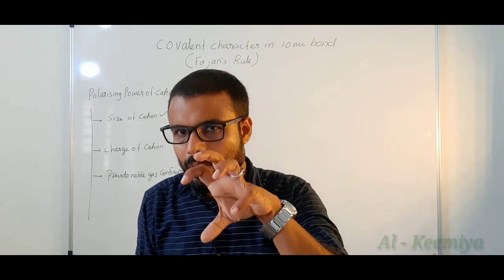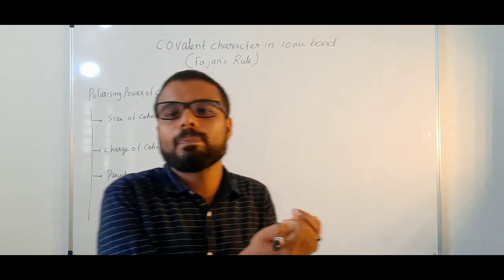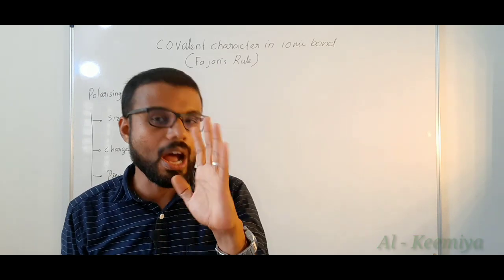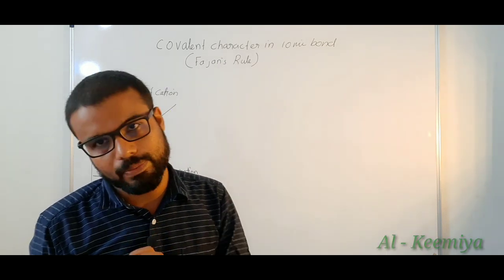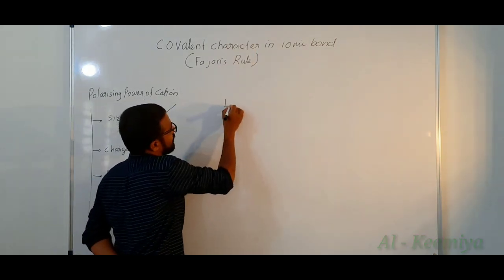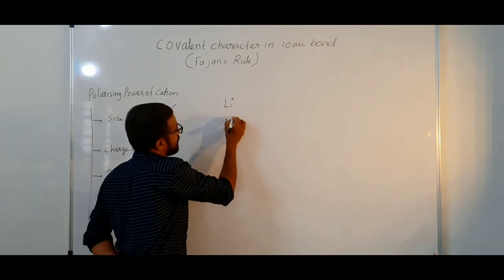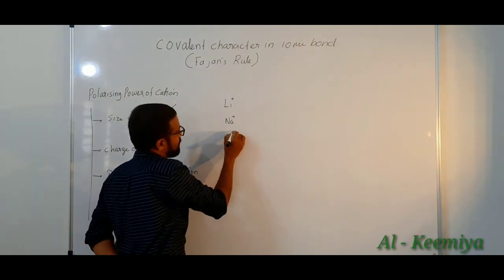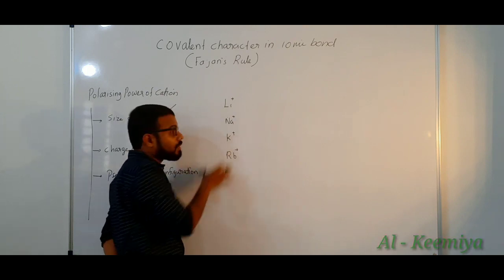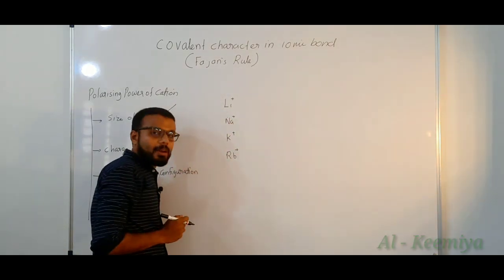If the cation is small, it can pull the electronic cloud of the anion effectively. So the smaller the size of the cation, the higher will be the pulling power. For example, in the first group we know that the ions are Li+, Na+, K+, then Rb+. We know that down the group size increases. So which one has higher pulling power?